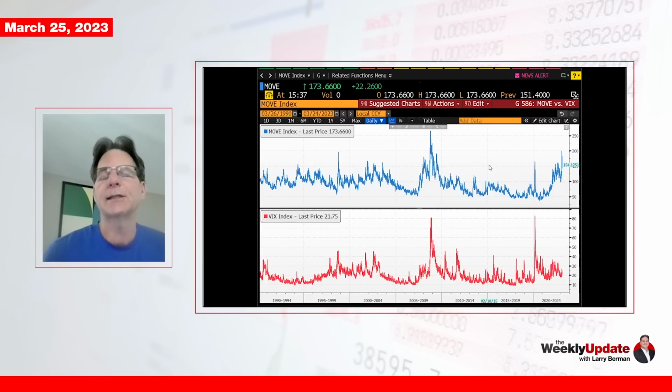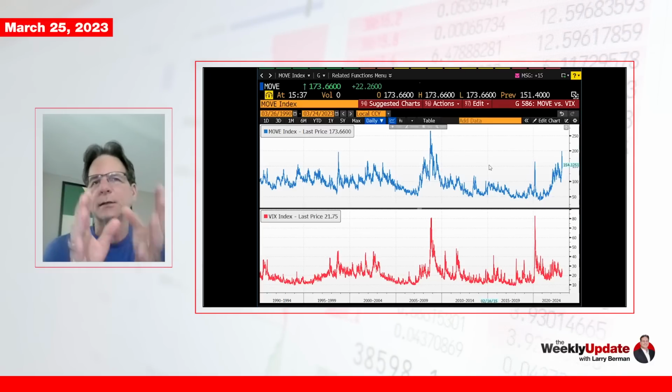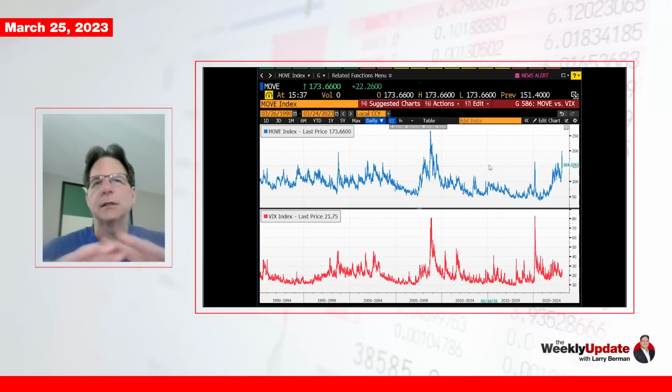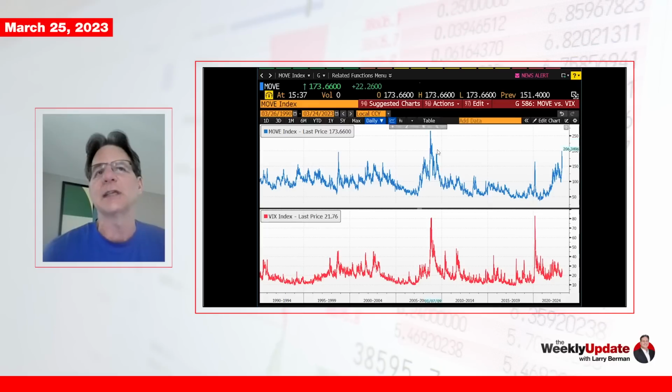So this is the MOVE index. It weights the 10-year more than the other parts of the curve, but it's 40% 10-year, 20% 2-year, 20% 5-year, 20% 30-year. So it's a weighted yield curve volatility measure centered around the 10. And you can see where we are now, up here at 170, and recently a spike towards 200. It's as bad as basically any other crisis we've ever seen, including the GFC, in terms of the uncertainty around interest rate outcome.